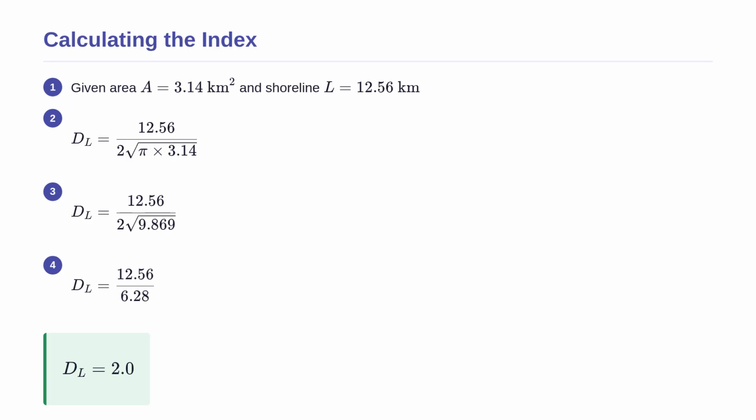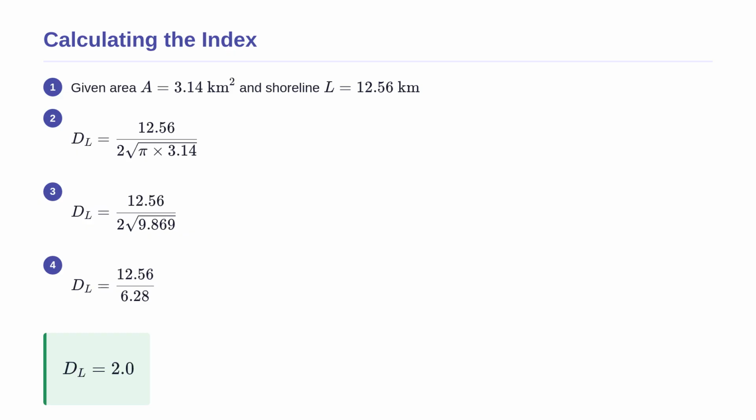Let us apply this formula to compare the habitat potential of a natural lake. We are given a lake with a surface area of 3.14 square kilometers and an actual shoreline length of 12.56 kilometers. We want to find the index to determine the available edge habitat. We plug our values into the formula.